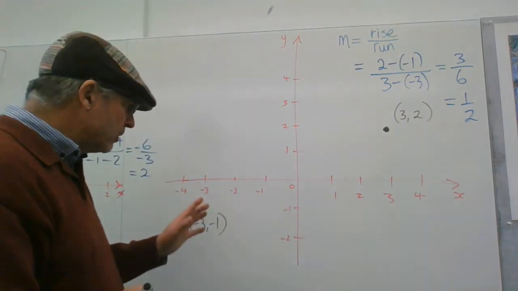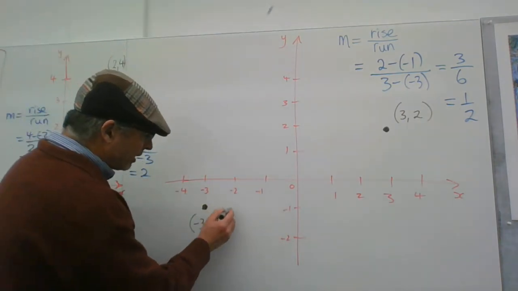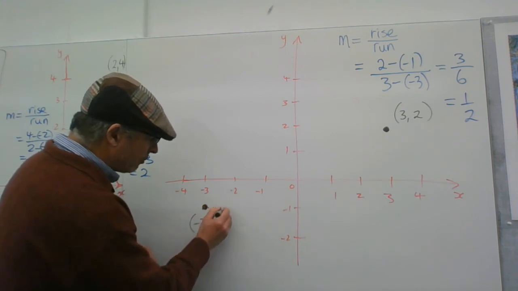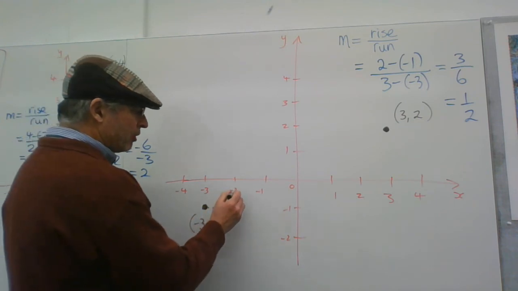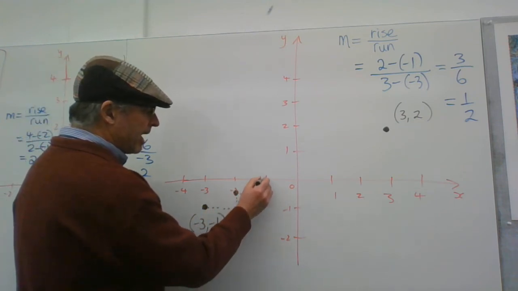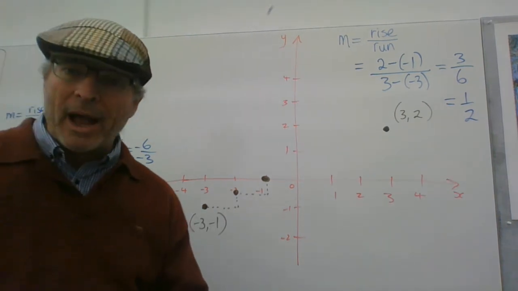Well, that's not going to be too helpful for me joining all these up carefully, is it? But for every one across, I only go up a half. Across one, up a half, it would be there. If I go across another one and up another half, I'd be there. So that's one way to look at it.